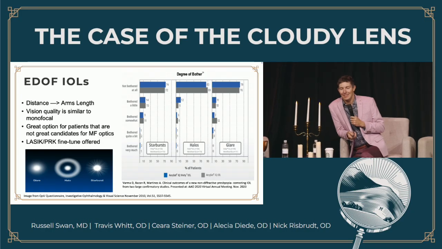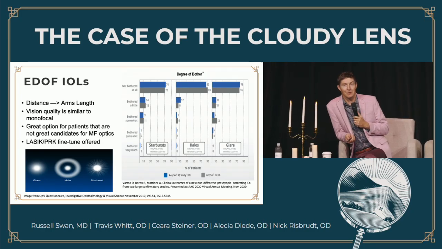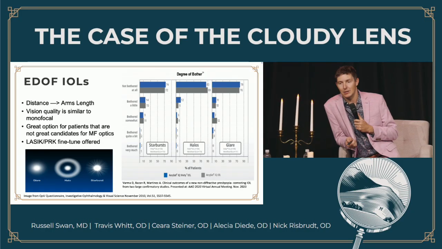So I was going to hit just on a couple of our extended depth of focus lenses. The first one, and then we'll run into some cases, is what we call a Vivity lens. It's a wavefront modifying lens. And what's nice about this lens, again, it does not give the patient the range of a diffractive trifocal. We kind of say distance to arm's length.